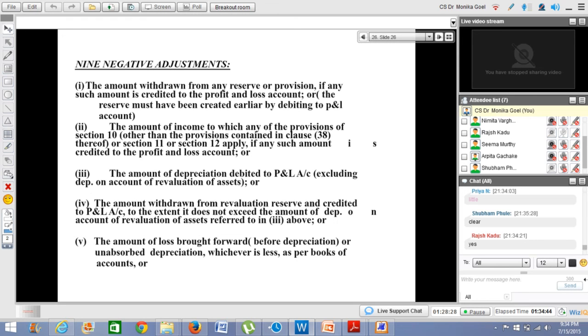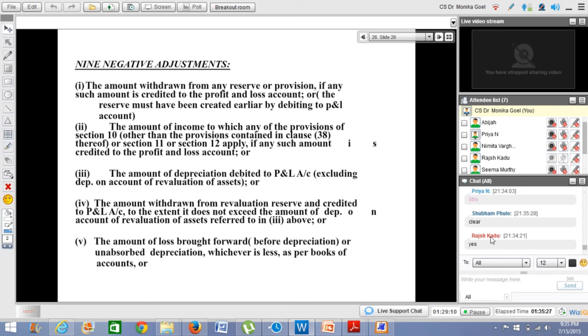Any adjustments that have been made in the book profits, we would like to remove. Like we did in the case of additions, any amount of income to which provisions of section 10, 11 or 12 apply, we are going to reduce that income as we've added back the expenses. The amount of depreciation which has been debited to the profit and loss account. Now this is the depreciation as per the Companies Act only. The depreciation which you had earlier added back, the normal depreciation, you're going to reduce, but not the revaluation depreciation. You're going to reduce only the normal depreciation.